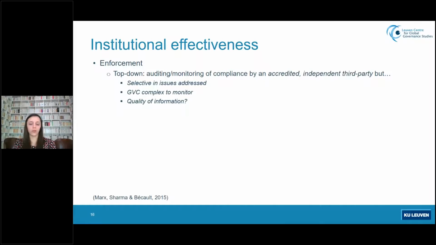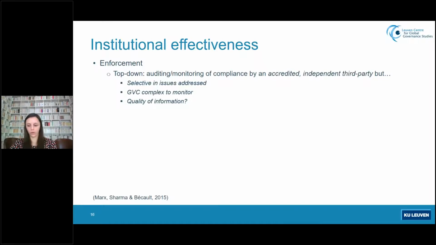Then there is also a criticism about the fact that global value chains are very complex, and therefore it's difficult to monitor them. And there is also a question about the quality of information that auditing agencies collect, because the voices of local stakeholders are often not taken into account, and auditing companies can also often do a very quick job and miss crucial information by completing those checklists.